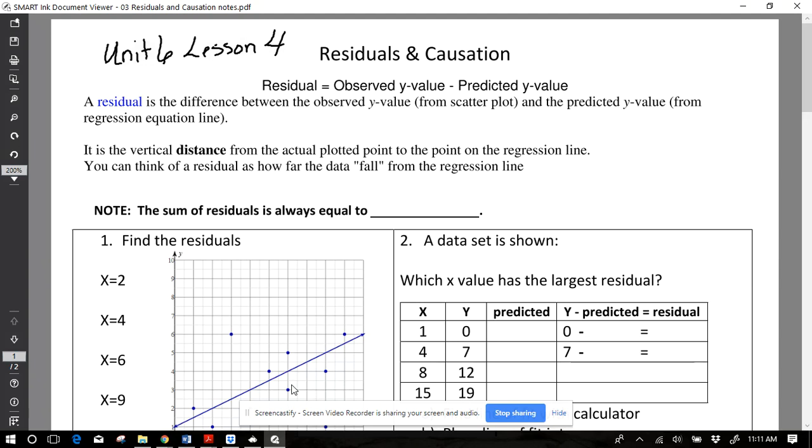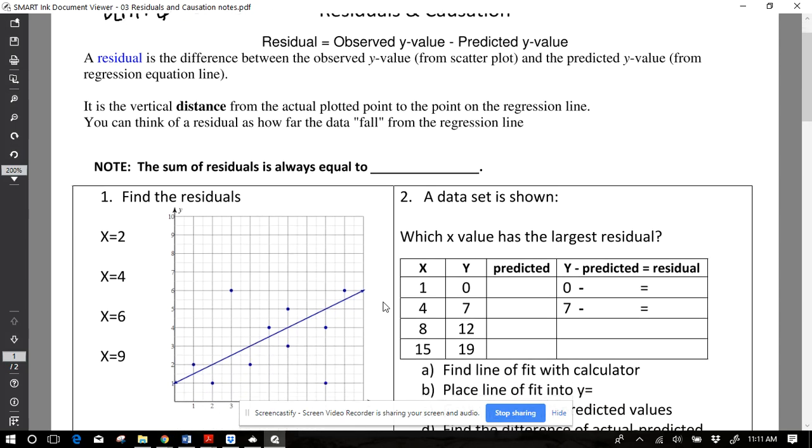A residual is simply the difference between the actual plotted point in a scatter plot and the y value of the line of best fit. So, how far off from each point is the line of best fit? What we're going to do is measure the vertical distance from the actual plotted point to the point on the regression line. Let's take a look at that.